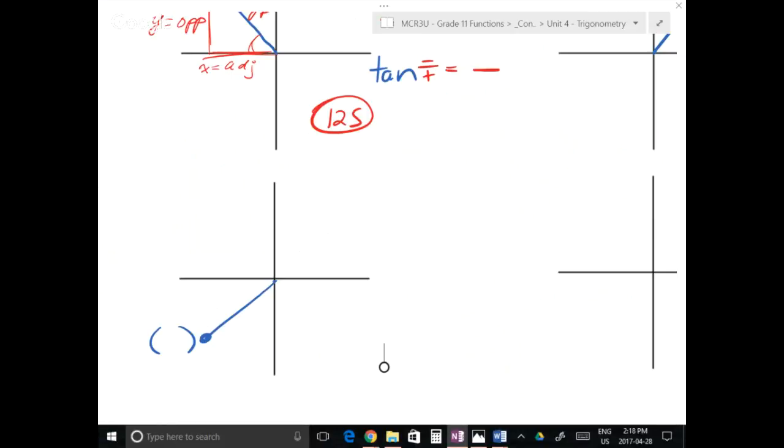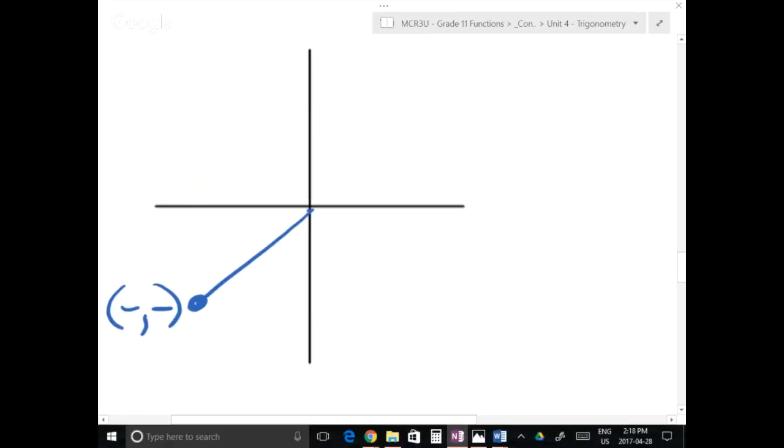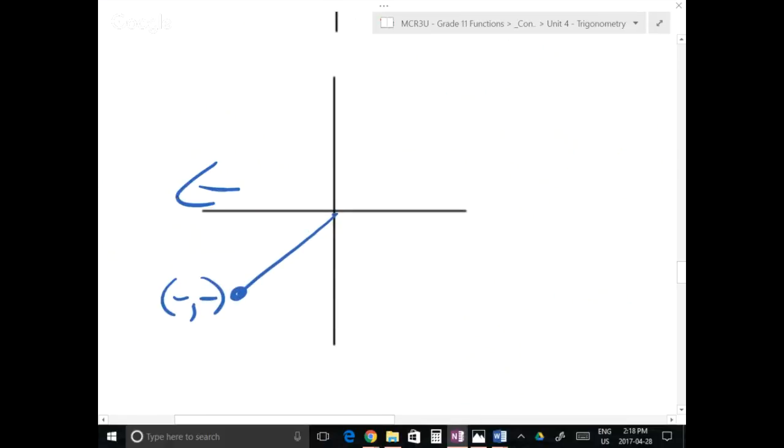All right, what do we think? Okay, good. They're both going to be negative. So both coordinates will be negative because it's behind the y-axis, so the x is negative, and it's below the x-axis, so the y is negative. And that makes the sine what? Negative. Sine has to be negative because sine is just the y value. What about the cosine? Negative, because it's just the x value.